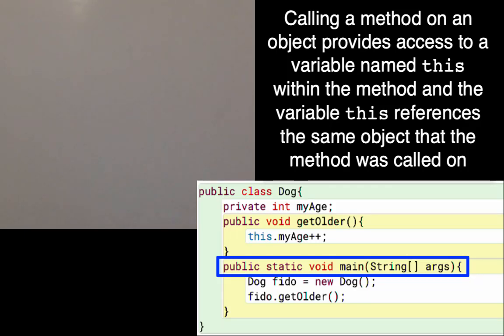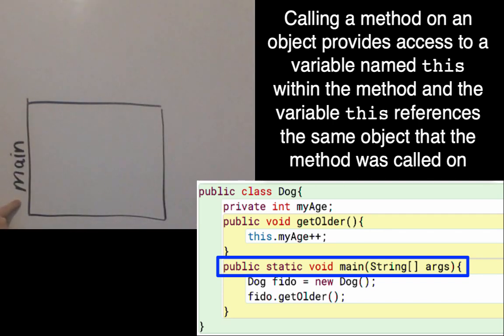Whenever I run my class, I run the method public static void main(String[] args). I'll draw a stack frame to keep track of my local variables. And I'll write the name of the method on the side.